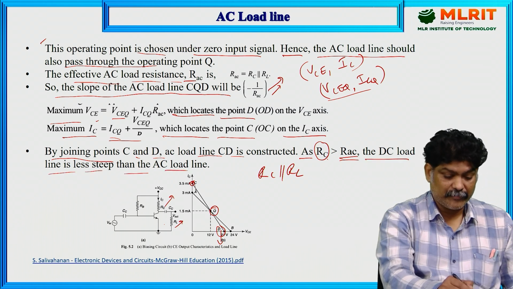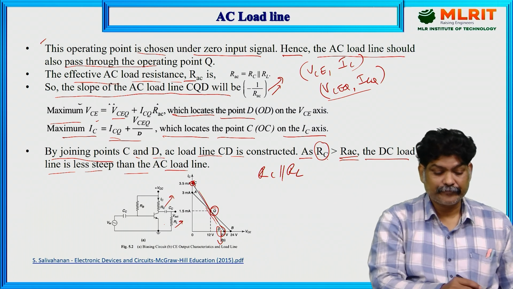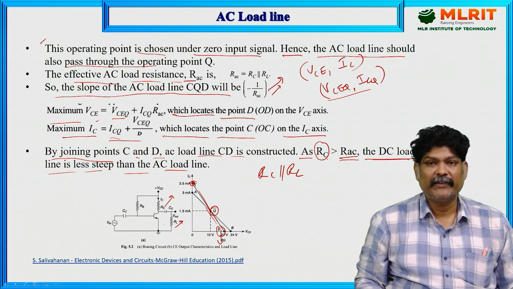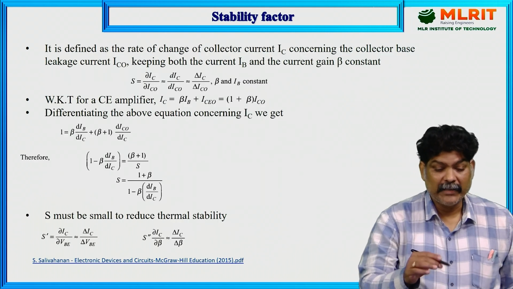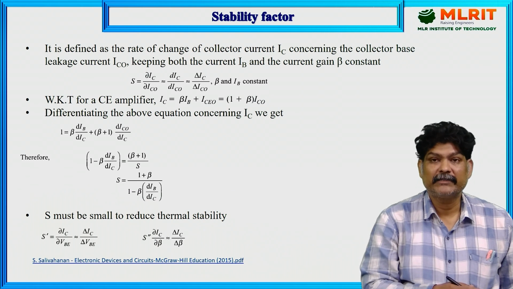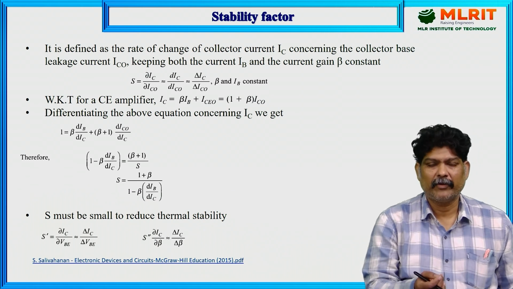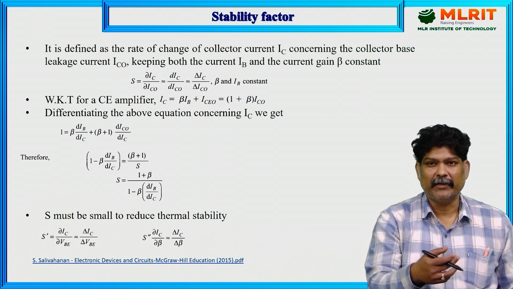If you observe this, the AC load line is more steep, and the DC load line is less steep. So that is the difference between the AC load line and the DC load line. Now another important parameter is the stability factor, which represents the performance of the operating point. You can say it shows how stable the operating point is.